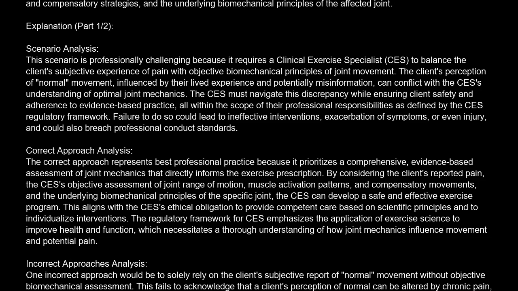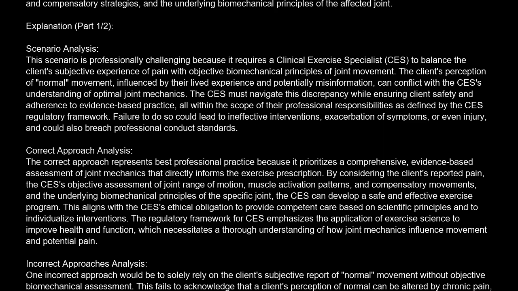The correct answer is D. The client's subjective description of pain, the CES's objective assessment of joint range of motion, muscle activation, and compensatory strategies, and the underlying biomechanical principles of the affected joint. Explanation. Scenario analysis. This scenario is professionally challenging because it requires a clinical exercise specialist, CES, to balance the client's subjective experience of pain with objective biomechanical principles of joint movement.